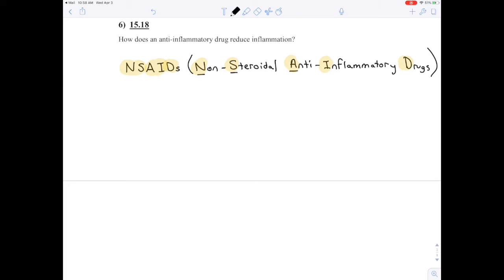So NSAIDs, the way they work, they reduce inflammation by preventing prostaglandins from getting made. There is an enzyme. You can sort of imagine enzymes as Pac-Men. And the enzyme gobbles up a substrate and then spits it out as something else. There's a molecule called arachidonic acid. It's a fatty acid, a polyunsaturated fatty acid. And an enzyme will gobble up arachidonic acid, and then spit it out as prostaglandins.